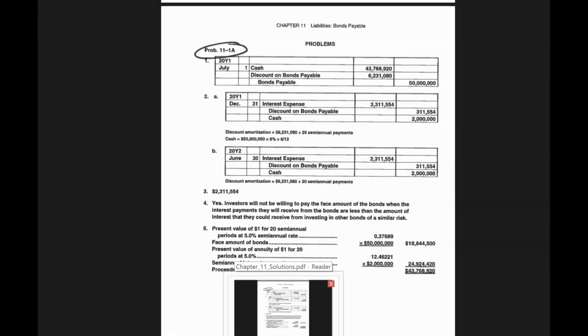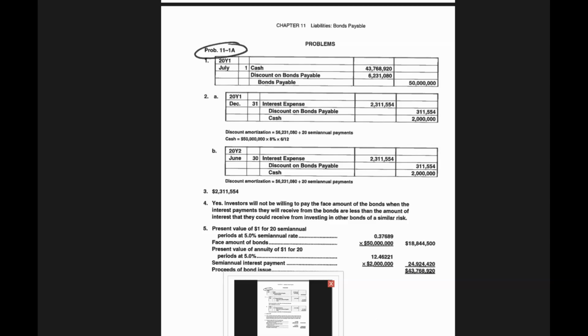Okay, let's continue on with these problems. 1A reads, on July 1st, this Industry Inc. issued a $50 million, 10-year, 8% bond when the market rate was 10. So the world's paying 10, we're paying 8. That's going to be a discount. And to prove that, we received cash of $43 million, not 50 if it was at face.